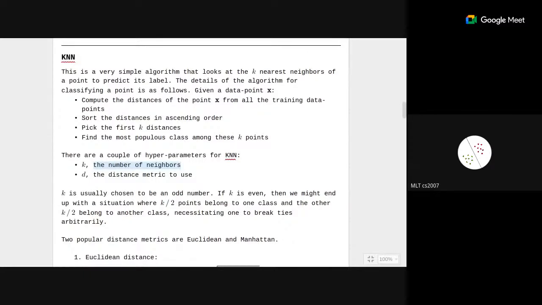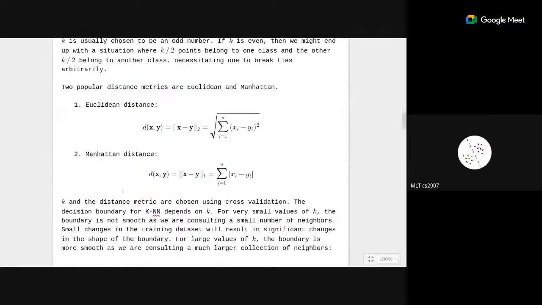If you have 5 neighbors, then whichever way you look at it, 3 have to be 1 or 2 have to be 0, or the other way around. Or 1 is 0, 4 are 1. Things like that. So this tie-breaking business, you won't fall into that trap. So k is generally odd.